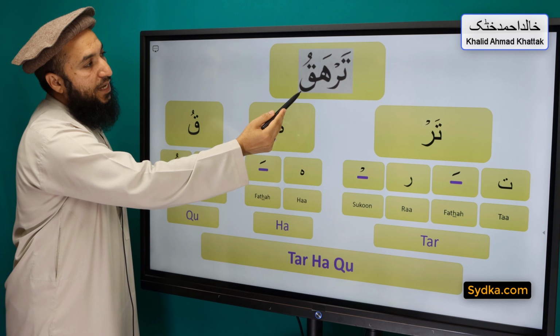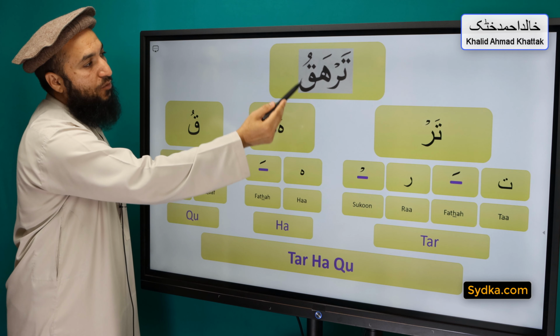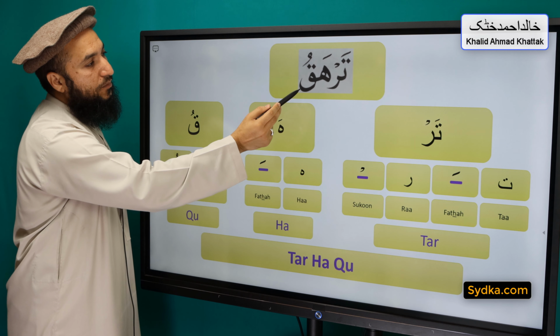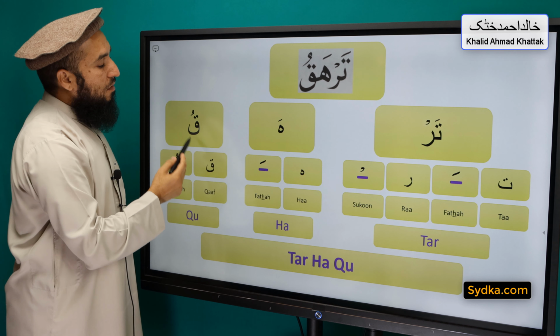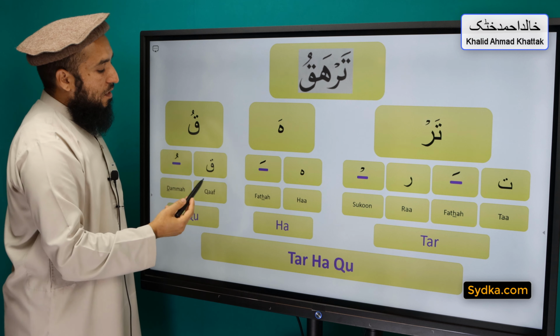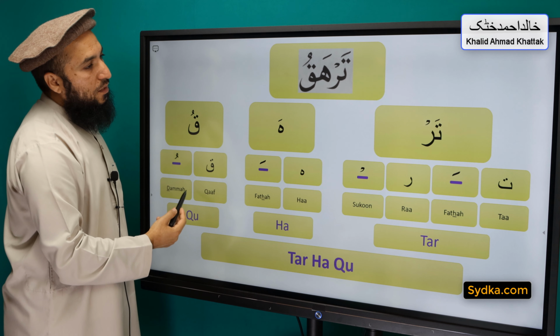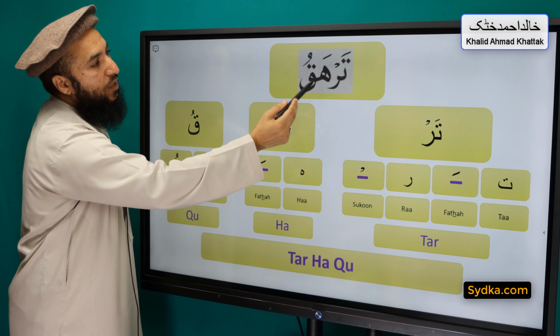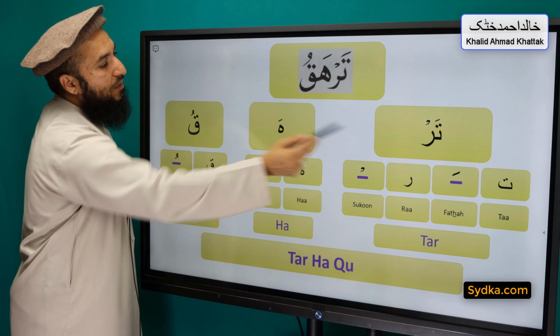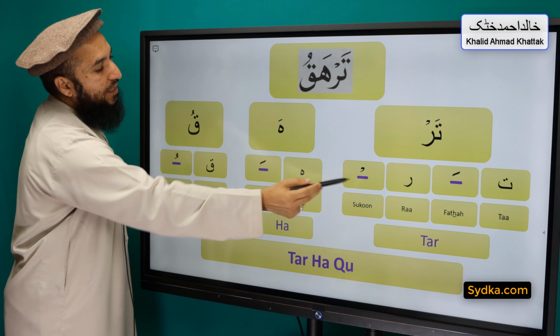Qaf is a heavy letter, it has dhamma on top of it, and it is prolonged for 1 count. Qaf dhamma qu. Combining all 3 syllables together we have tarhaqu. Tarhaqu.